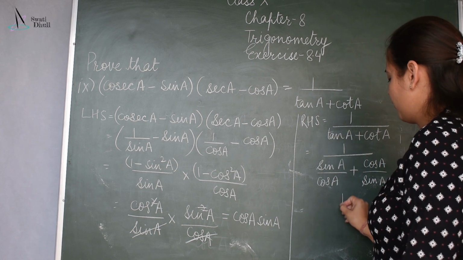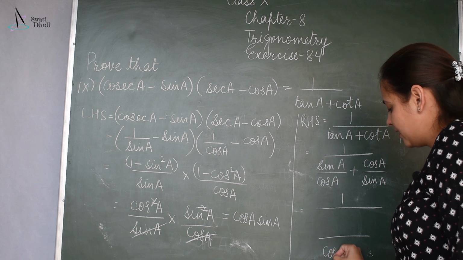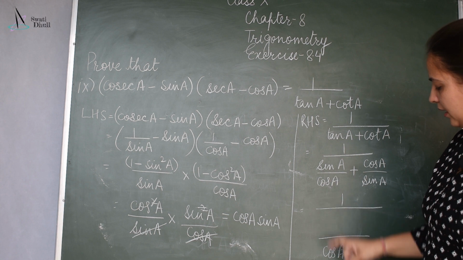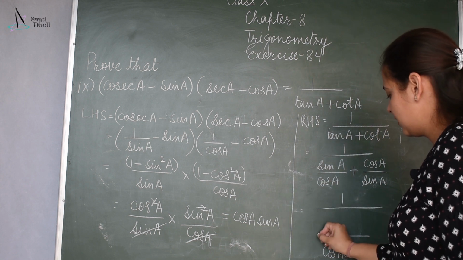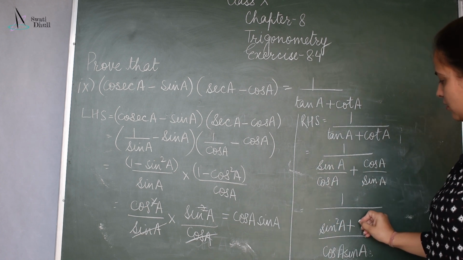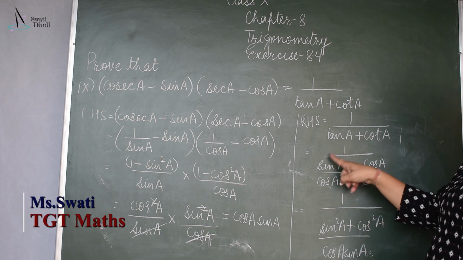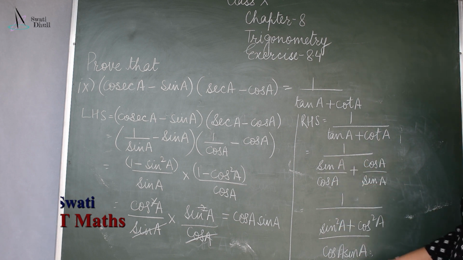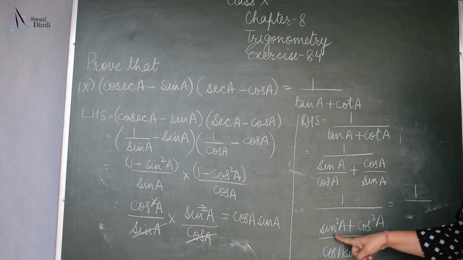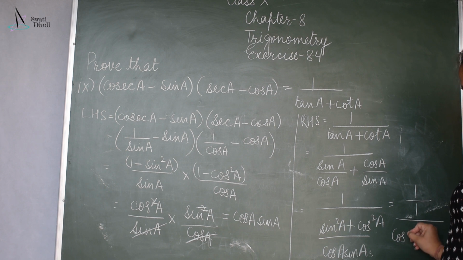Now what will I do? I will take the LCM. So what will be the LCM? Cos A into sine A. Now in the numerator, what will you get? Sine square A plus cos square A, because here cos and cos will be cancelled, so sine into sine, sine square A, and sine and sine will be cancelled, so cos into cos is cos square A. So 1 upon, we know that sine square A plus cos square A is 1, so 1 upon cos A into sine A.